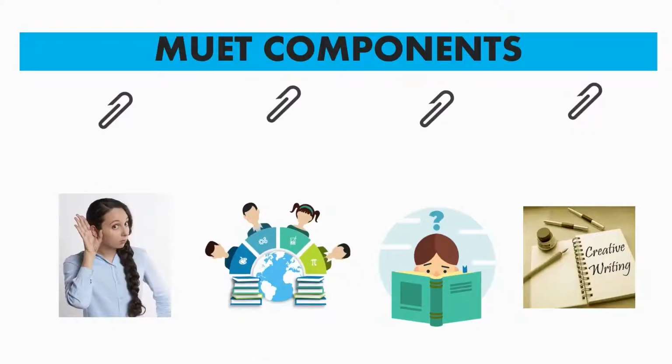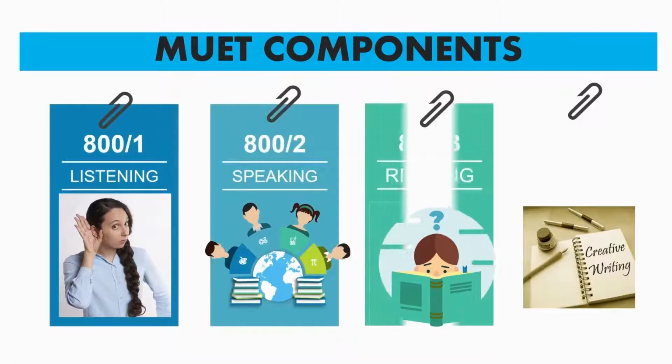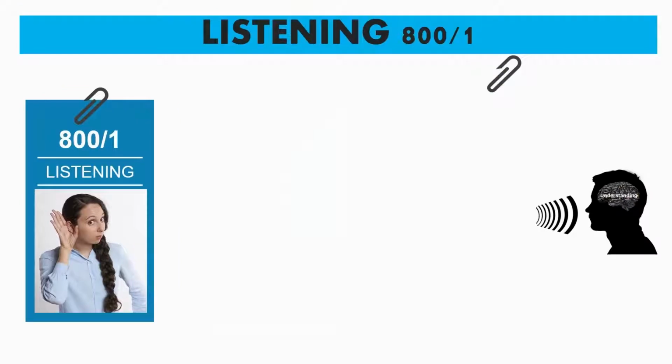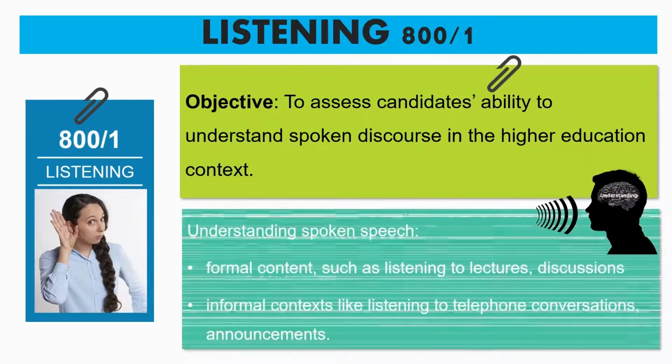Muet subjects consist of four main components, which are listening, speaking, reading, and writing. The first component that we are going to talk about is the listening component. The objective of listening is to assess the candidate's ability to understand the spoken discourse in the higher education context.